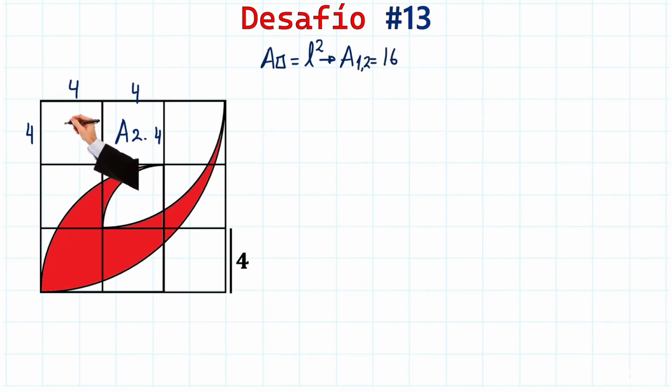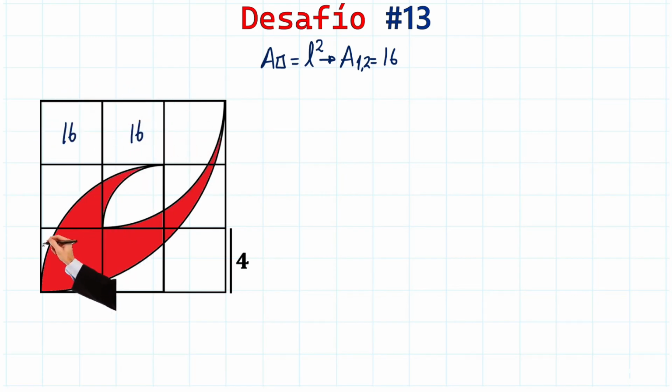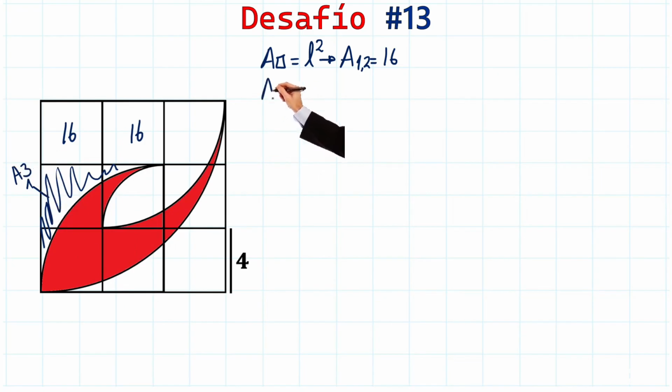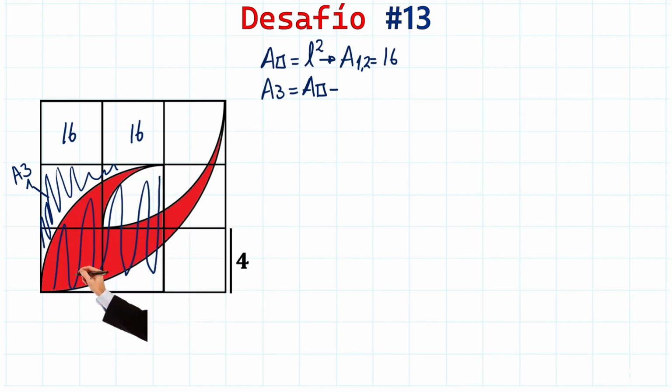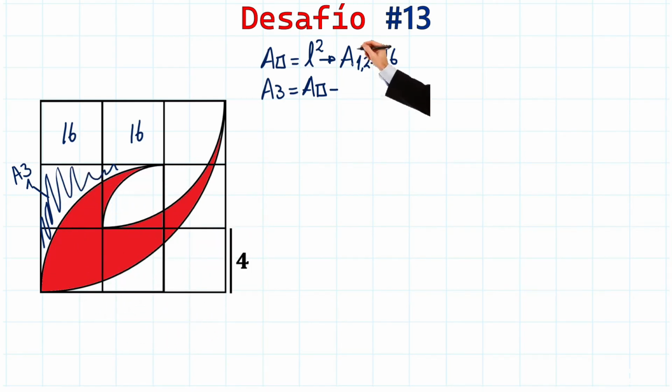Over here we have 16, and here we also have 16. Excellent. We now have the 2 small squares. Let's continue with this area here. Notice the one I'm shading right now, which we'll call area 3. Pay close attention. Area 3 will be the area of this square that I'm marking right now minus the area of this quarter circle here. When we subtract the area of this square and the area of the quarter circle, we're left with area 3.